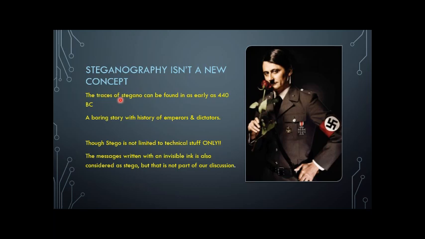Steganography isn't a new concept. So here we will read a bit of history regarding steganography. The traces of stegno can be found as early as 440 BC, a boring story with a history of emperors and dictators. Though stego is not limited to technical stuff only, messages written with invisible ink are also considered stego, but that is not a part of our discussion. And that's true, because stego has been used since 440 BC. It means kings and rulers often used steganography to pass on messages secretly, so that other kingdoms wouldn't get to know about their messages or chats.